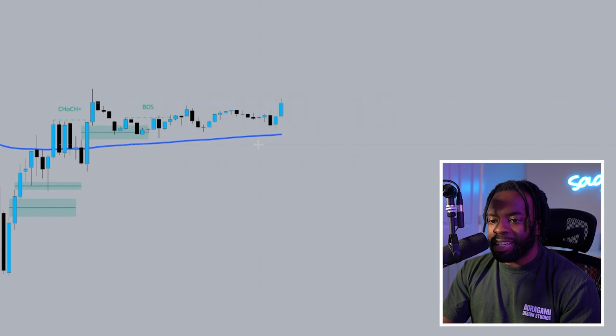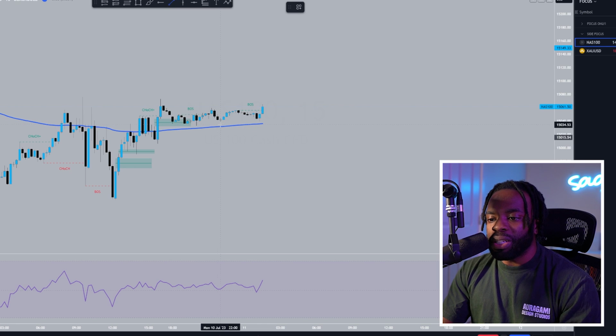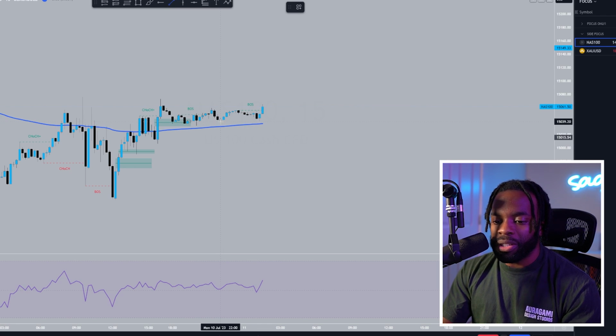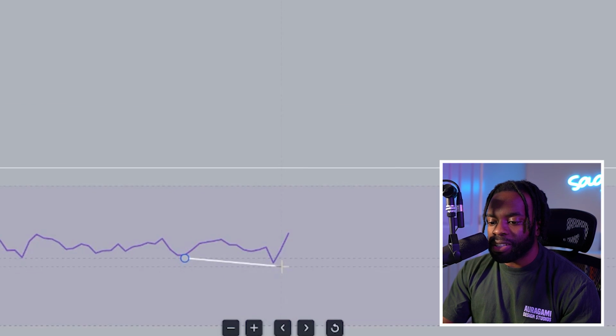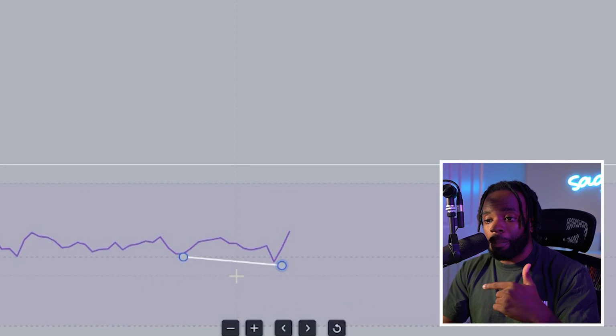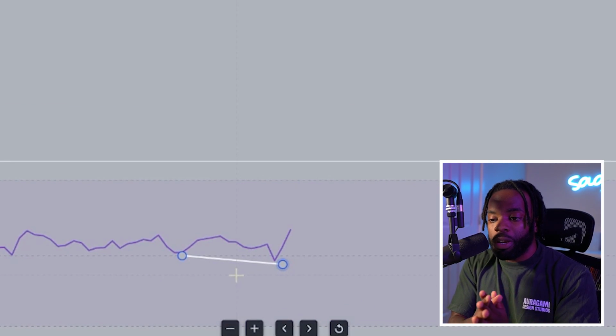All right, so it looks like now we just formed some sort of hidden divergence. Hidden divergence is when you get the opposite from the other. Sometimes you'll get an equal low. So here we pretty much have an equal low, right? However, here it's completely different. It's actually dropping. So like I said, it has to be different from what you're seeing.